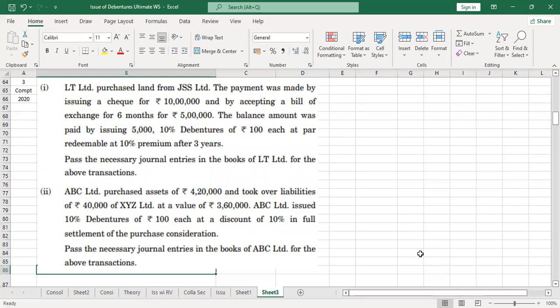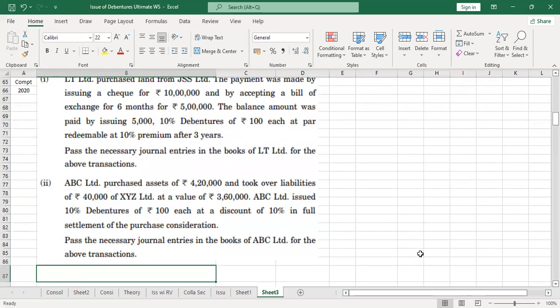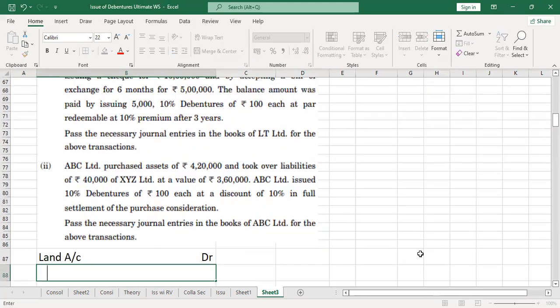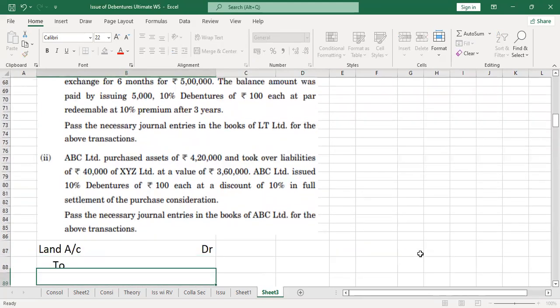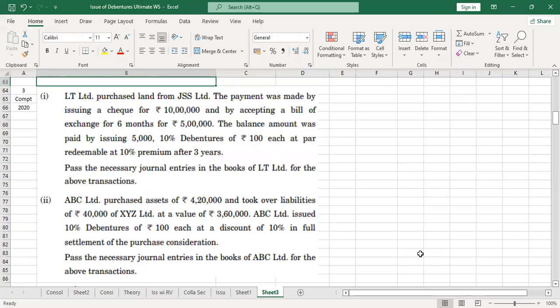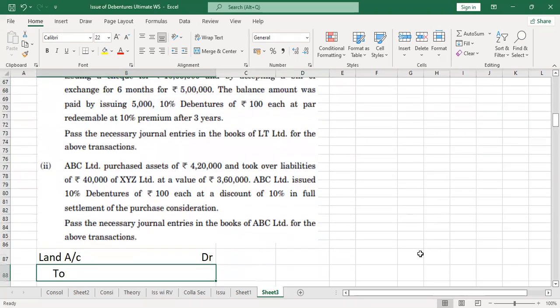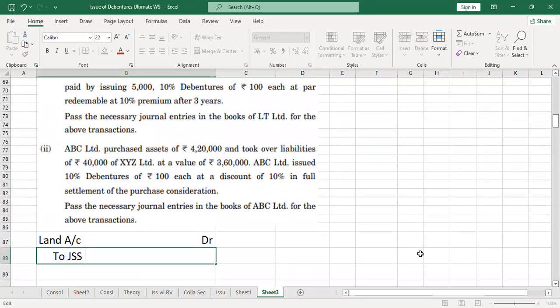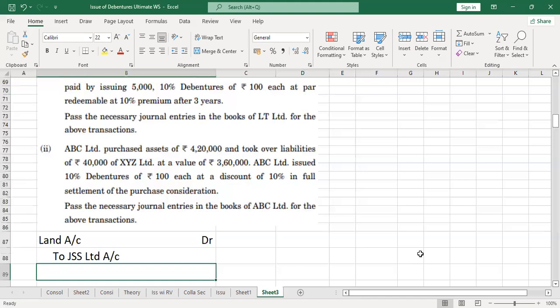In this case, LT Limited purchased a land from JSS Limited. So they have just taken over an asset. So that will be land account debit. They've not taken over any liabilities, and so liabilities account will not be credited. But they've taken over the land from whom? The vendor, JSS Limited. So to JSS Limited account will be credited.